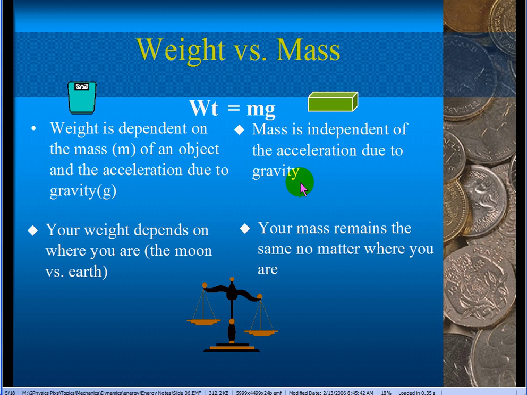Really, when people say they want to lose weight, they want to lose mass. Mass doesn't depend on the acceleration due to gravity. Your mass stays the same no matter where you are. Mass is how much stuff is actually there. So what people really want to say is they want to lose mass. You want to lose excess fat in your body or whatever.